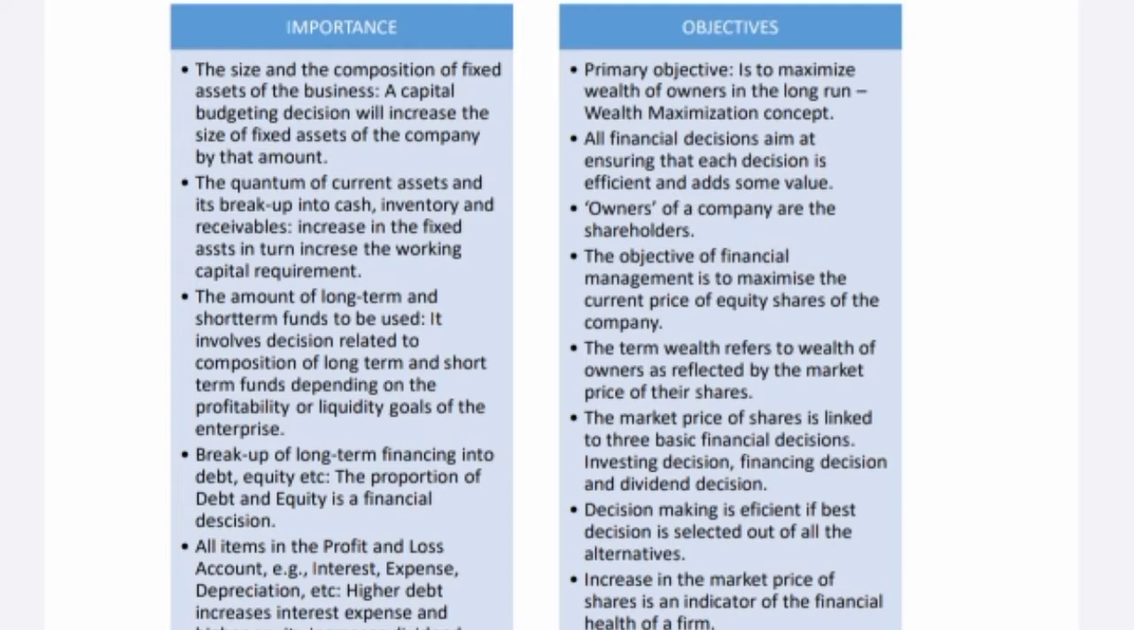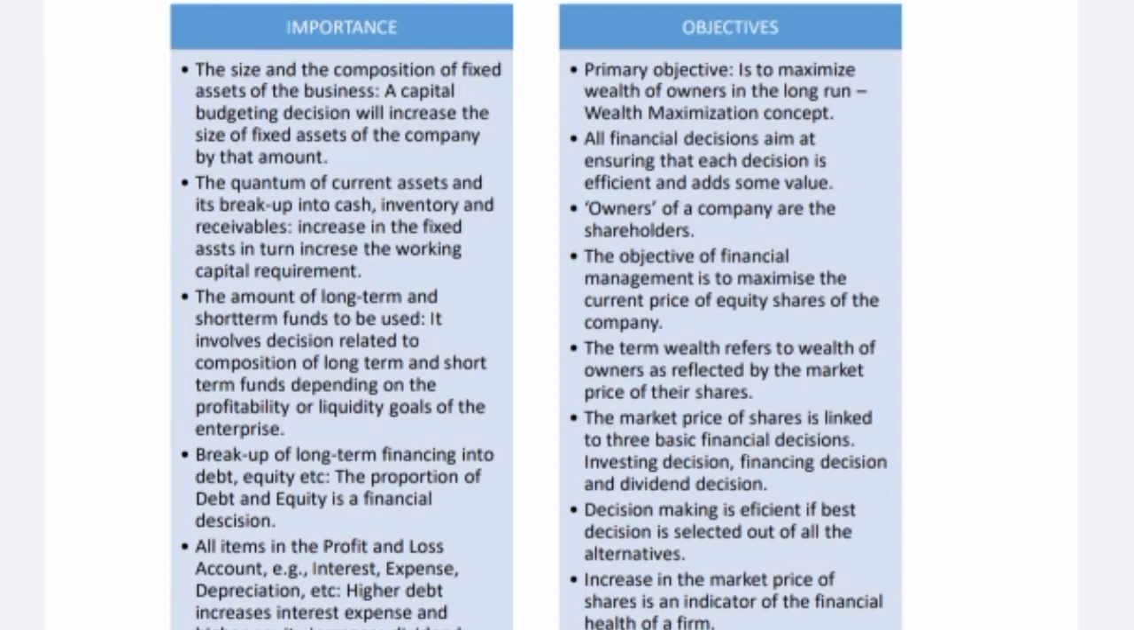Objectives. Primary objective is to maximize wealth of owners in the long run. Wealth maximization concept. All financial decisions aim at ensuring that each decision is efficient and adds some value. Owners of a company are the shareholders. The objective of financial management is to maximize the current price of equity shares of the company.